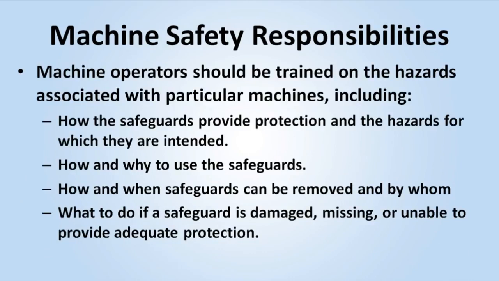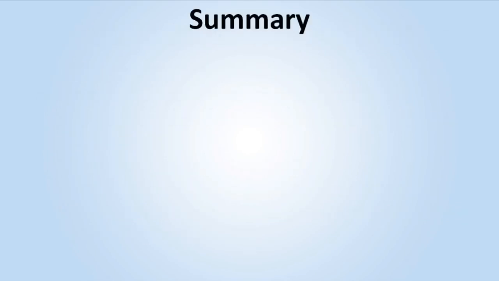Machine operators should be trained on the hazards associated with particular machines, including how the safeguards provide protection and the hazards for which they are intended, how and why to use the safeguards, how and when safeguards can be removed and by whom, and what to do if a safeguard is damaged, missing, or unable to provide adequate protection.